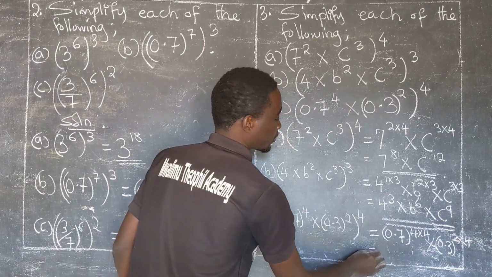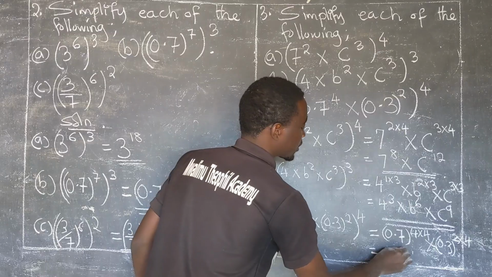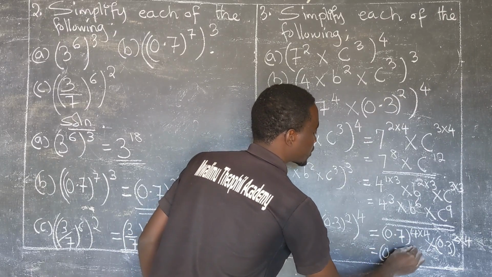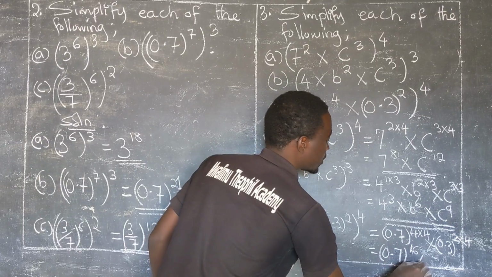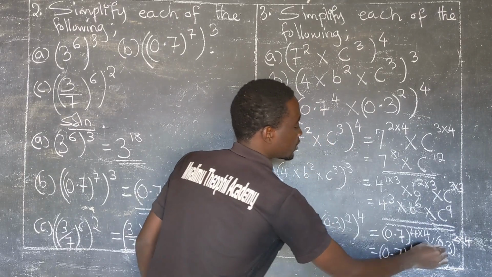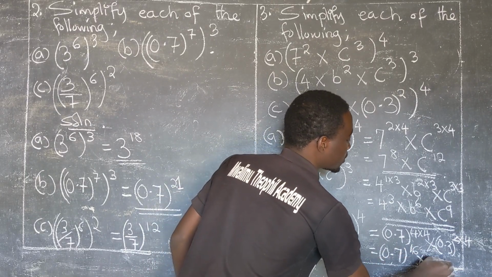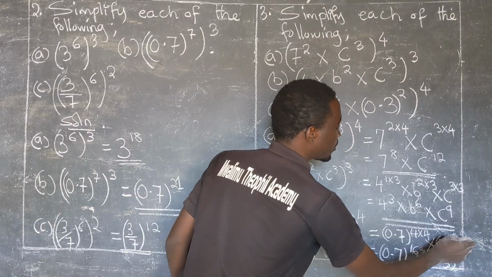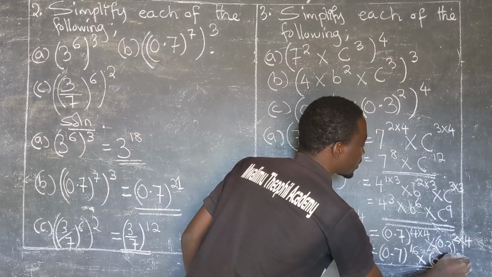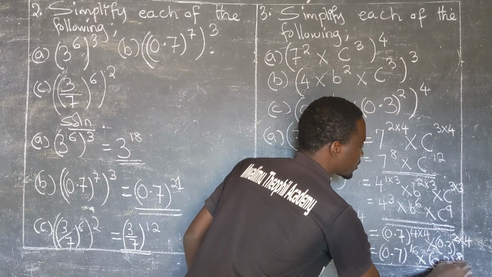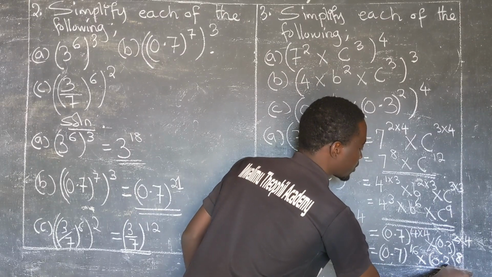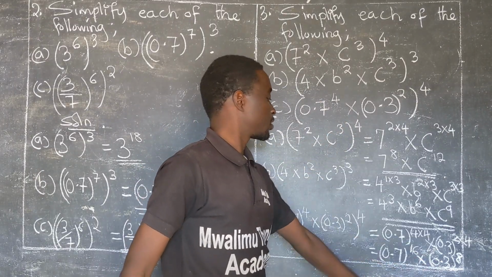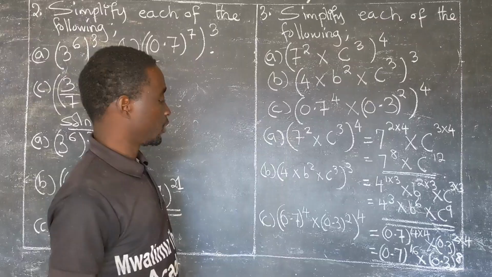Now the answer is going to be 0.7 raised to 4 times 4, which is 16, times 0.3 raised to 2 times 4, which is 8. Now this will be the answer: 0.7 raised to 16 times 0.3 raised to 8.